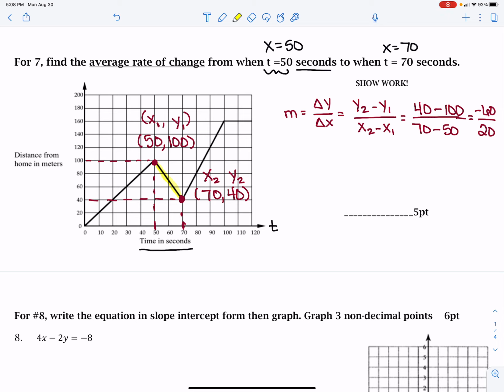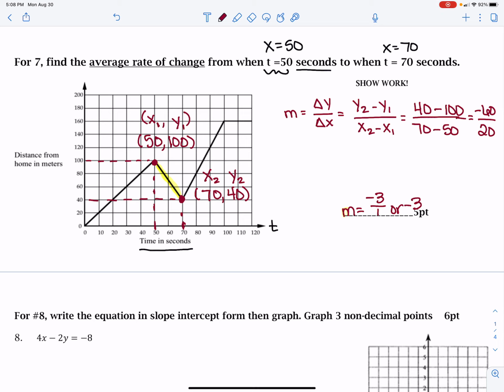Now that negative 60 over 20 can be reduced. Okay, 60 can be divided by 20 3 times. So then our slope on that one would be negative 3. Okay. Negative 3 over 1 would be one way of writing it, or just negative 3.